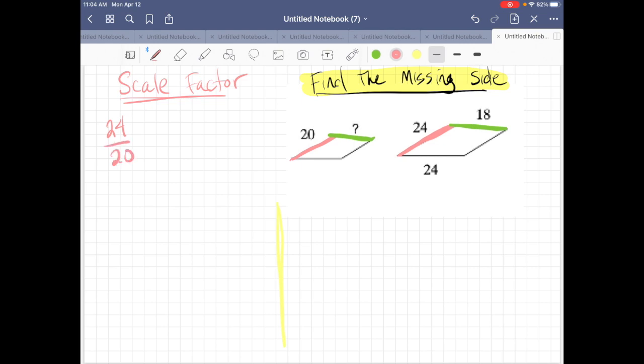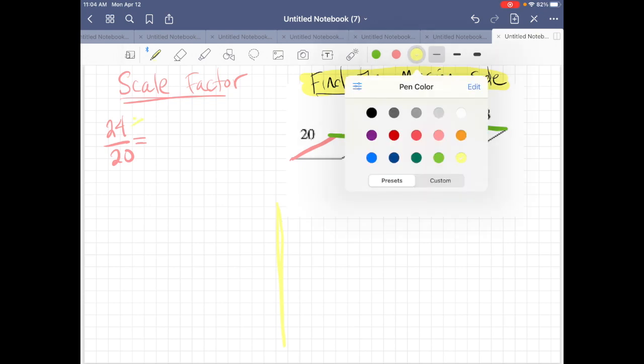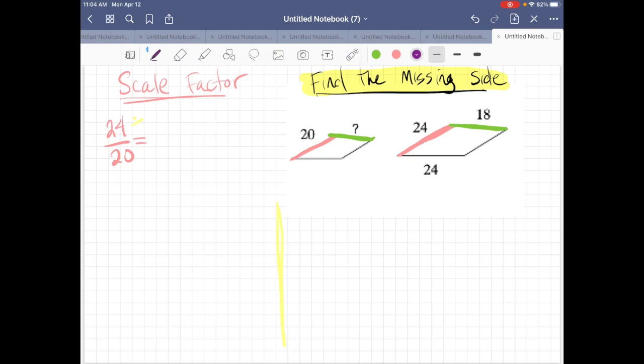And then I'm going to reduce this down. So these are both divisible by, let's find a color that you can see, these are both divisible by 4. So we would get 24 divided by 4 is 6, and 20 divided by 4 is 5. So our scale factor is a 6 to 5 ratio. So for every 6 on the big one, there are 5 centimeters or 5 units or 5 inches, whatever it is, on the small one.